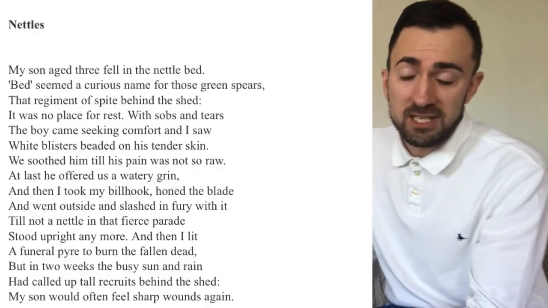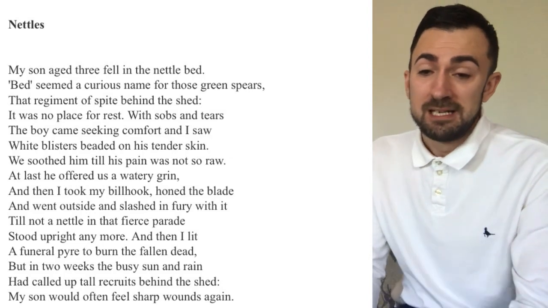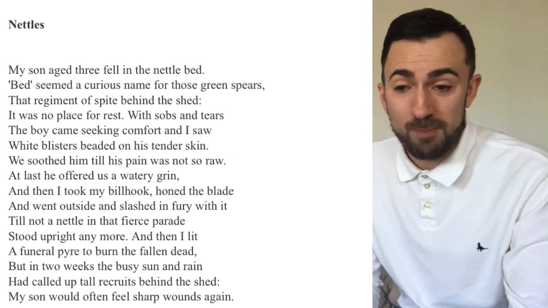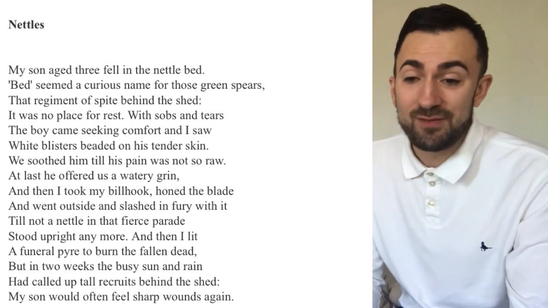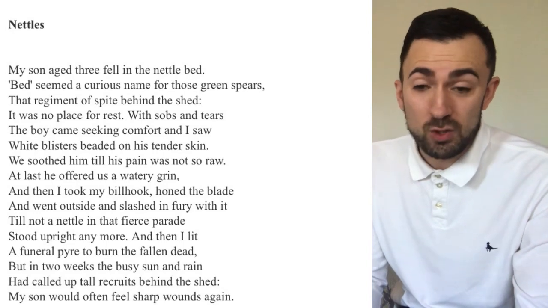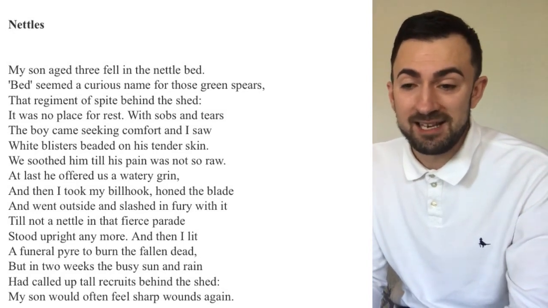Here's the poem we're going to use. It's called Nettles by Vernon Scannell, or Scannell, or however you say it, I don't know. Here's the poem. My son, aged 3, fell in the nettle bed. Bed seemed a curious name for those green spears. That regiment of spite behind the shed, it was no place for rest. With sobs and tears the boy came seeking comfort, and I saw white blisters beaded on his tender skin.